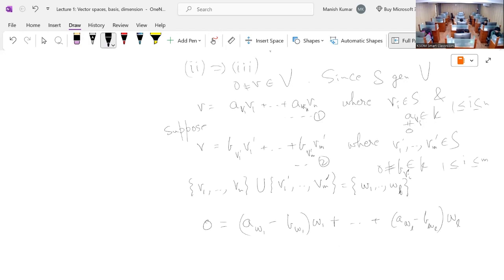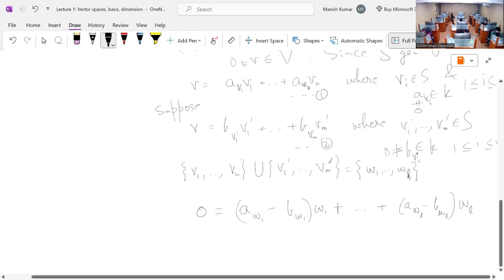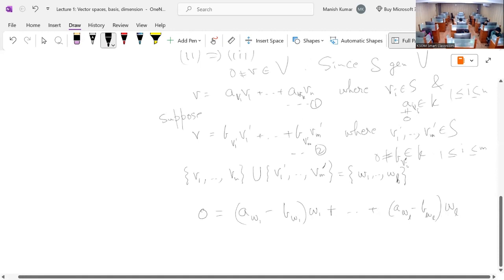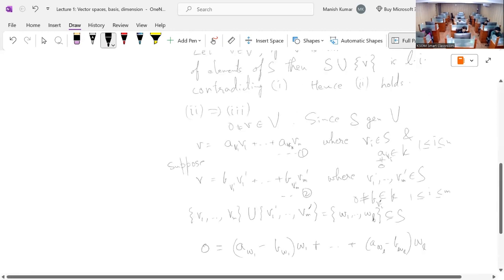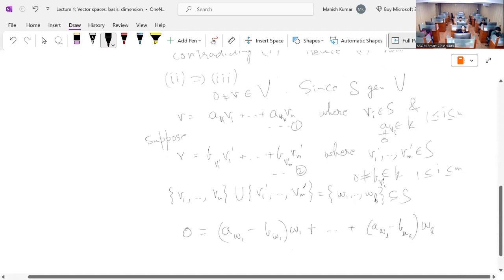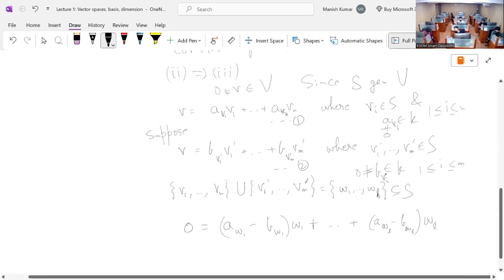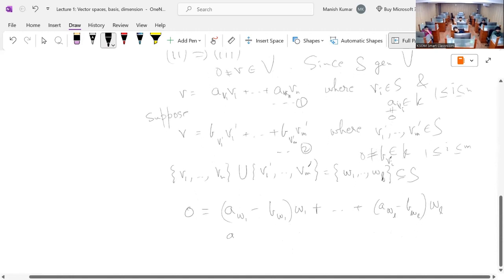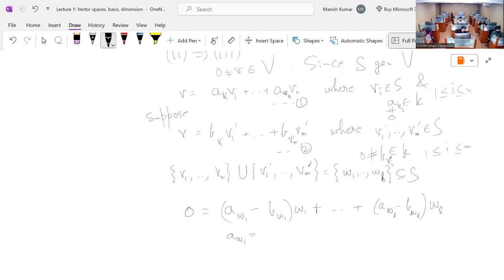So this identity you'll get. That will tell us, but you see, this w is a subset of S, which is linearly independent. So we are assuming 2, right? 2 says S is linearly independent and generates V, and we are trying to show unique expression. So now it tells you that a_wi must be equal to b_wi for i between 1 and l.